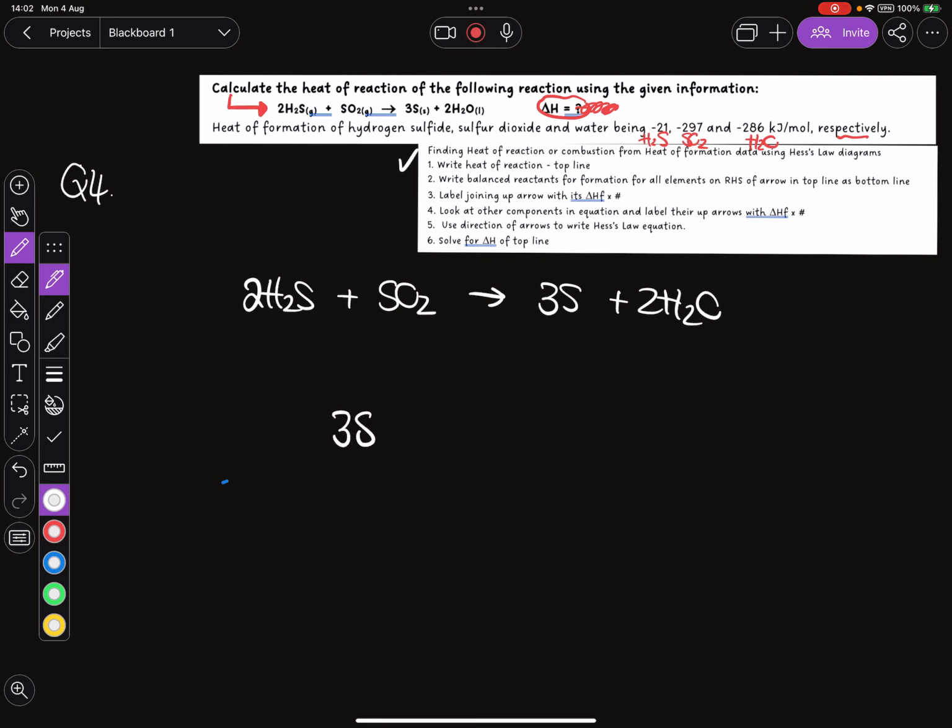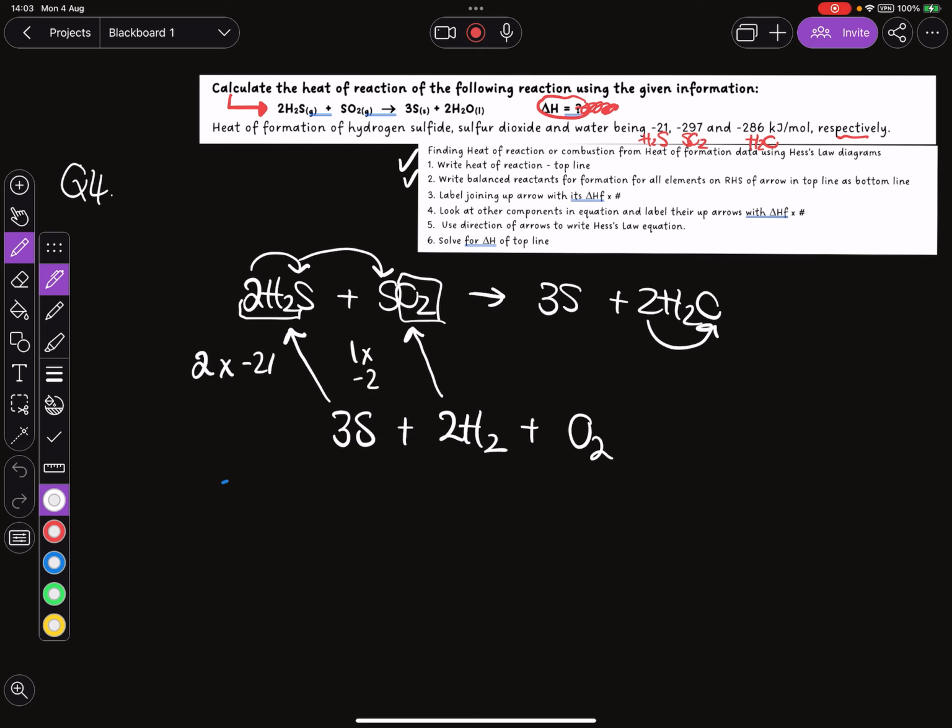We then go for the next one, which is the sulfur dioxide. So again, my arrow is going to go up. The heat of formation we're given is for 1 sulfur dioxide, and there's only 1 sulfur dioxide here. So that is going to be 1 by minus 297. And then finally, for our heats of formation that we were given, it was water, like so. And it's only 1 water up here, whereas in our top line we have 2 waters, so that's going to be 2 by minus 286.